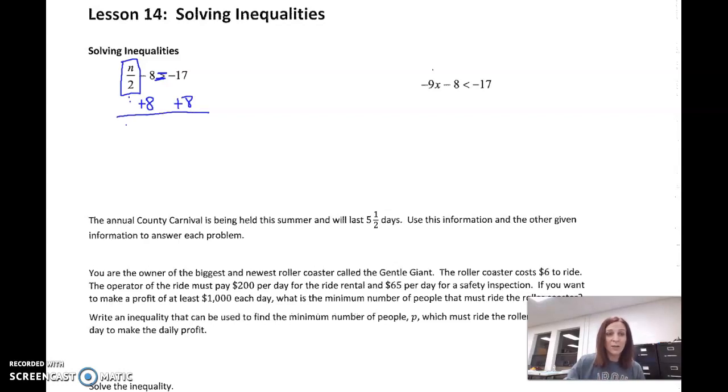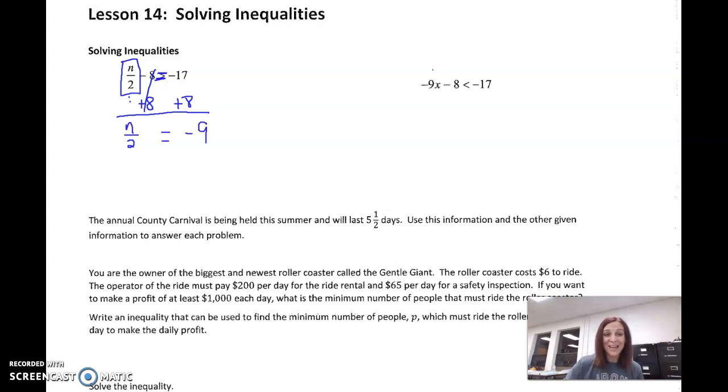I bring down my n divided by 2. I double check here. Minus 8 plus 8, that's 0. In this case, I'm bringing down my equal sign. And then notice right here, we have a negative 17 plus 8. Now, use a calculator. If your struggle is adding integers, we need to work on it. But don't make that hold you back from solving these equations. So that's negative 9. Okay? So now I've solved for the n term.